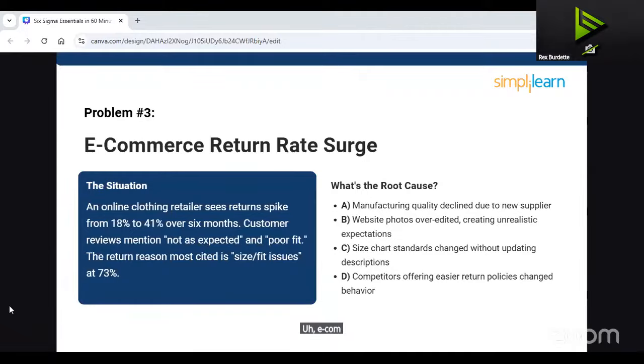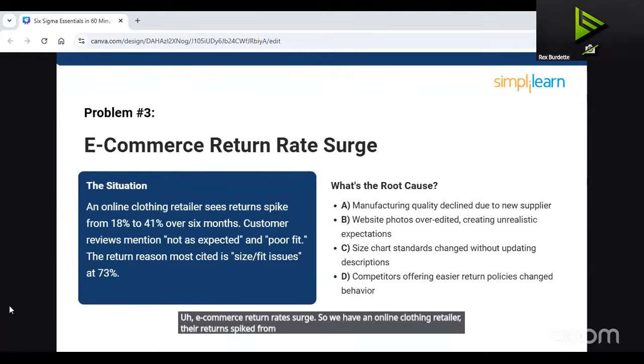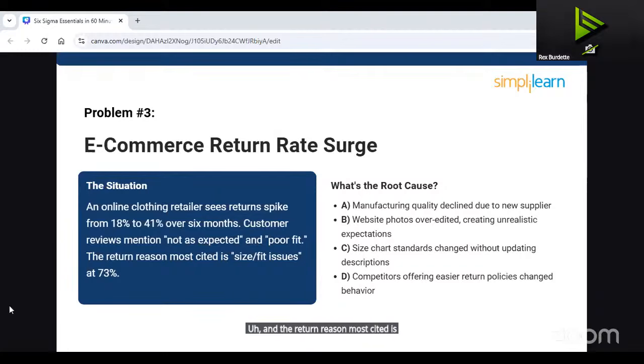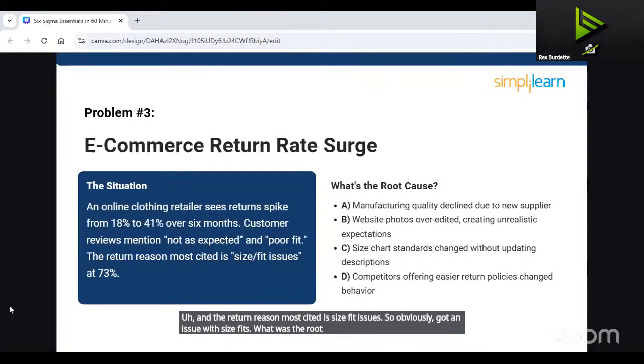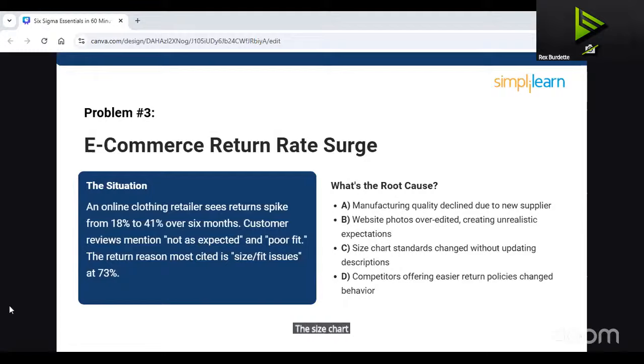E-commerce return rates surge. We have an online clothing retailer. Their returns spiked from 18 to 41%, huge, over 6 months. The customer reviews mentioned not as expected and poor fit. The return reason most cited is size and fit issues. So obviously, there's an issue with size and fit. What was the root cause? Manufacturing quality declined due to a new supplier. Website photos were over edited, creating unrealistic expectations. The size chart standards changed without updating. Competitors changed to offer easier return policies.